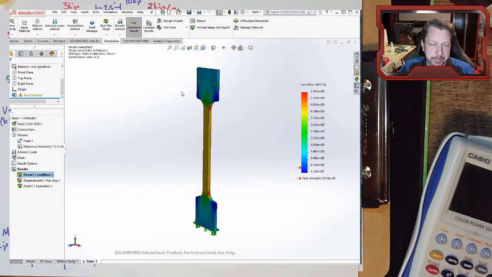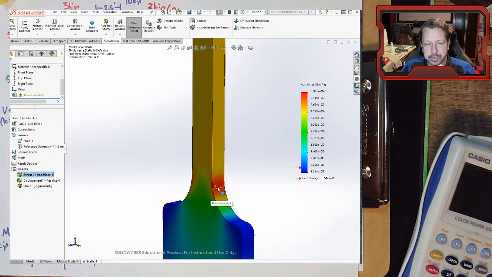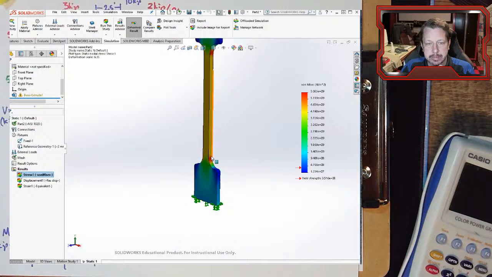Looks like it did. All right. So now you can see our really high stress concentration at this fillet. That's where our highest stresses are. So we might even have to make a larger fillet, a better transition between here, because we really want these things to break in the center.